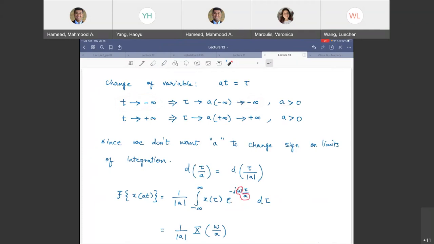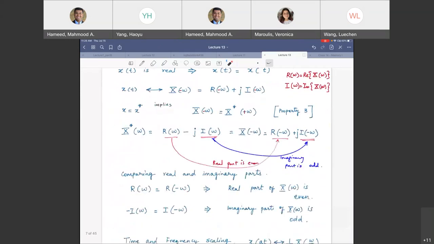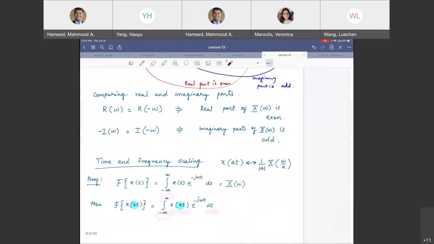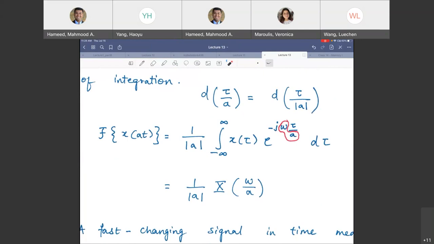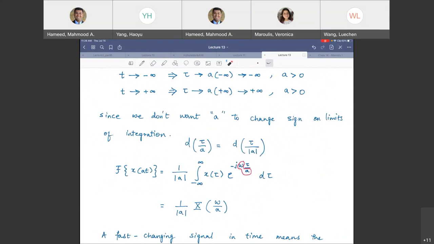As long as a is greater than zero, when t is equal to plus infinity, tau is going to be plus infinity. So x of at becomes x of tau. We are going to change the limits and dt will become d tau over a. Since we don't want a to change the sign on the limits of the integration, instead of t we put tau divided by a, which is tau divided by absolute of a.